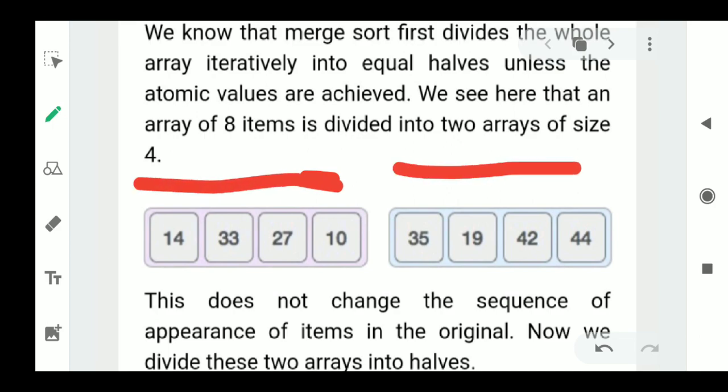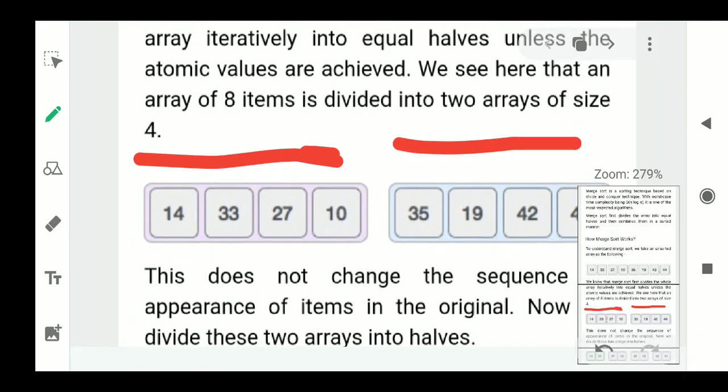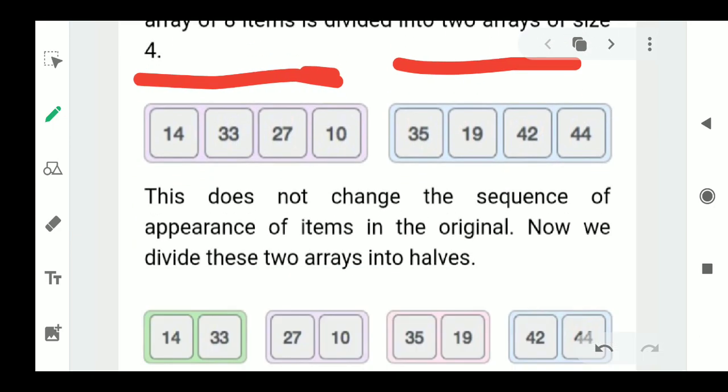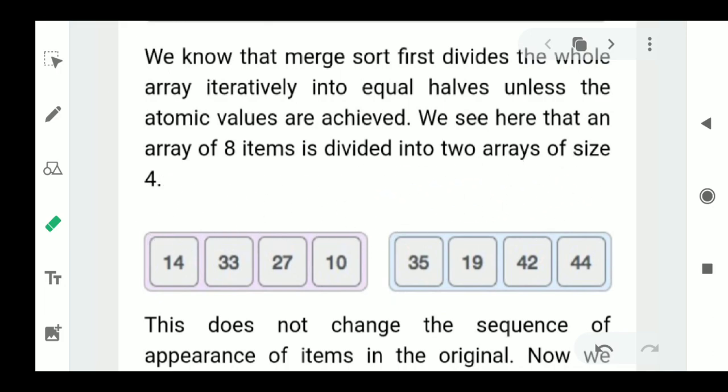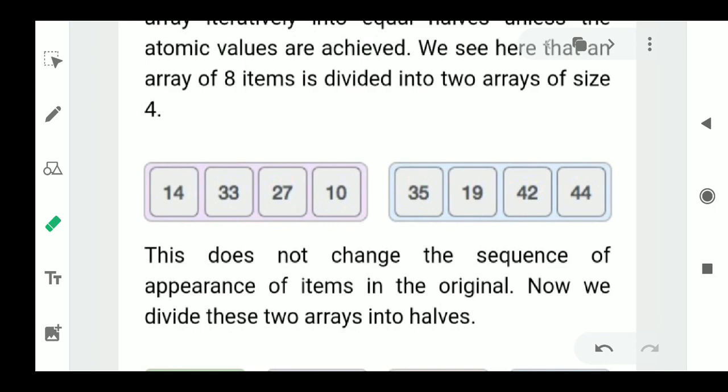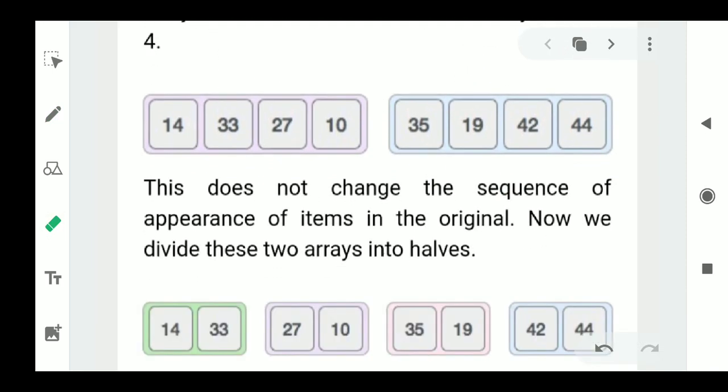After that, we will again divide the list of elements into 2 halves until the atomic values are achieved. See the point here, until the atomic values are achieved. Atomic means single individual values are achieved. We will go on dividing the list of elements into 2 halves. So here also we have divided the elements into 2 halves. Again we are going to divide this list into 2 halves. Why? Because here we have 4 elements. We will divide these 4 elements into 2 halves, and these 4 elements into 2 halves. Until single elements are found, we will do the same process.